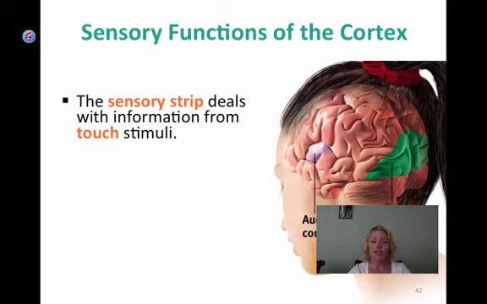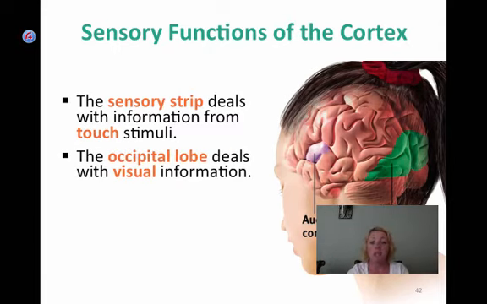So, the sensory functions of the cortex. Again, we have each of our 5 senses, or our 4 major senses, because smell has the olfactory bulb, have dedicated areas of the cortex that we call the auditory, the visual, the sensory cortexes. That's their specialization. So we just talked about the sensory strip, which deals with information from touch.